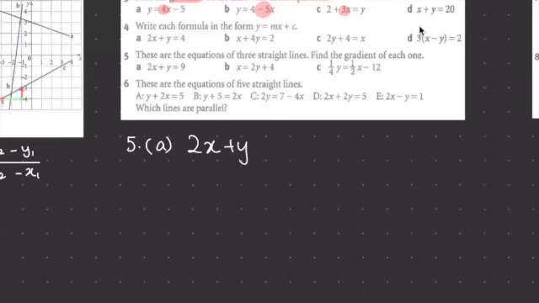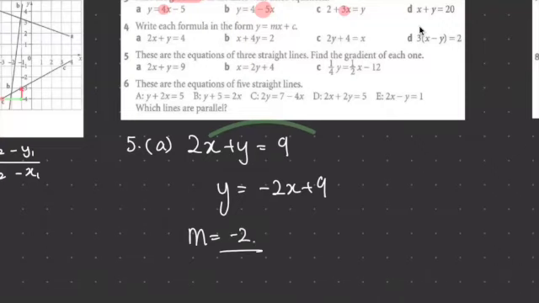2x plus y is equal to 9. Move the x to the other side. What's a 2x per se? y is equal to negative 2x plus 9. By now, you should be able to do it this way, and you should be able to get your gradient, which is the number beside x, or the coefficient of x, which is negative 2. So that's B.